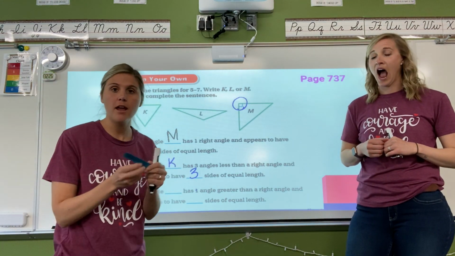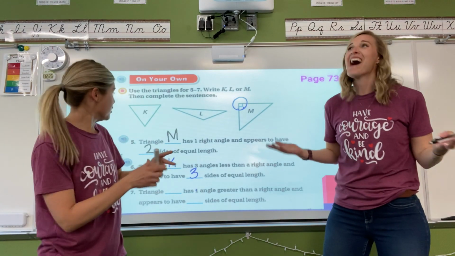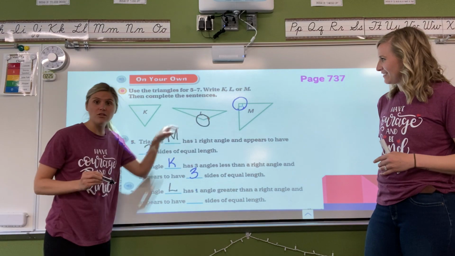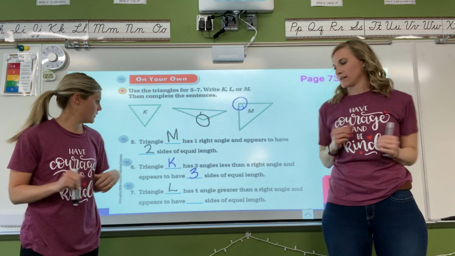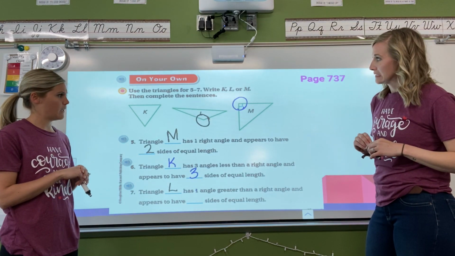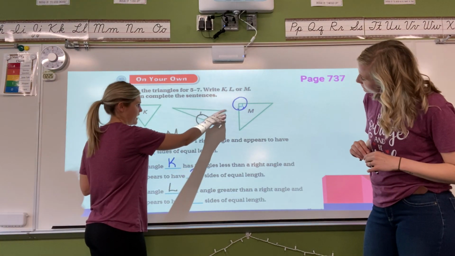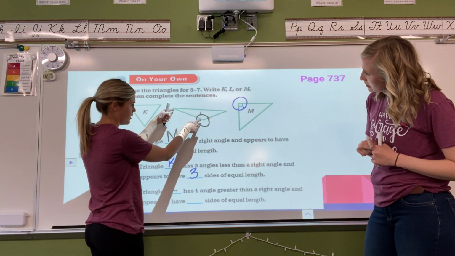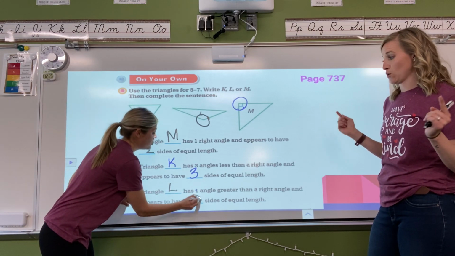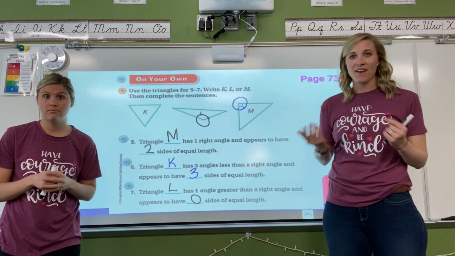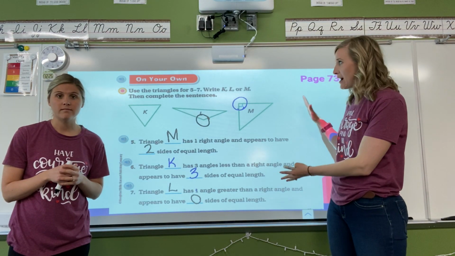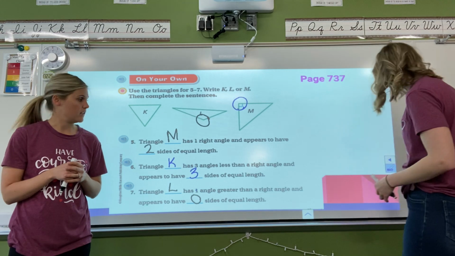I'm going to call on Noah. Yeah, triangle L has 1 angle greater than a right angle. That bottom angle down there is obtuse. Now it says, and appears to have blank sides of equal length. Looking at that, that looks pretty short. That looks longer, but that looks even longer. That looks really long. So I would say 0 sides of equal length. Nice. So we looked at both the sides and the angles to categorize and describe these triangles.